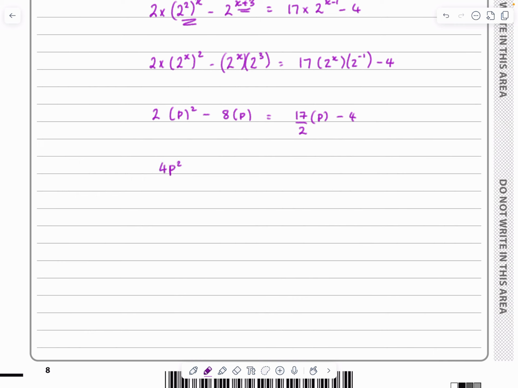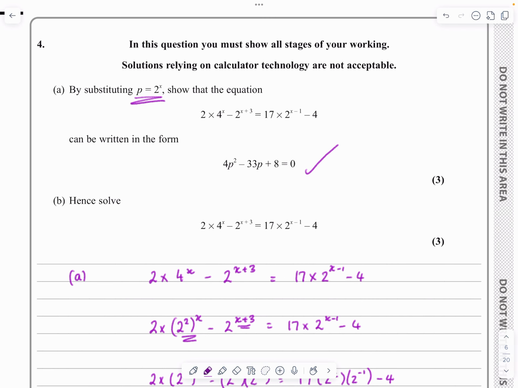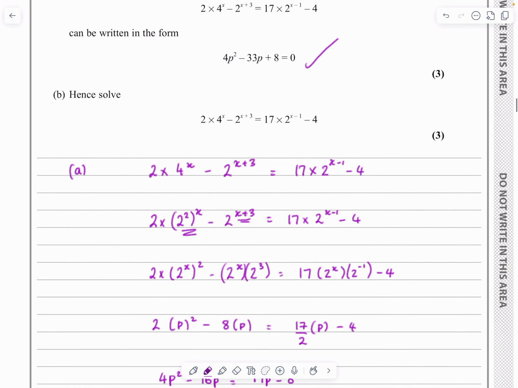I'm going to get 4p squared. I'm going to get 16p. I'm going to get 17p minus 8. And then rearranging that, we know what we're trying to get it to: 4p squared minus 33p plus 8 equals 0, which is what they were asking me to do in that first part there. That might be beyond some of you. That's absolutely fine. No problem with that.